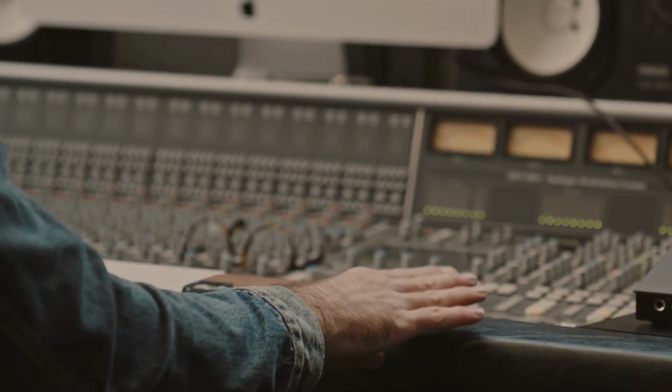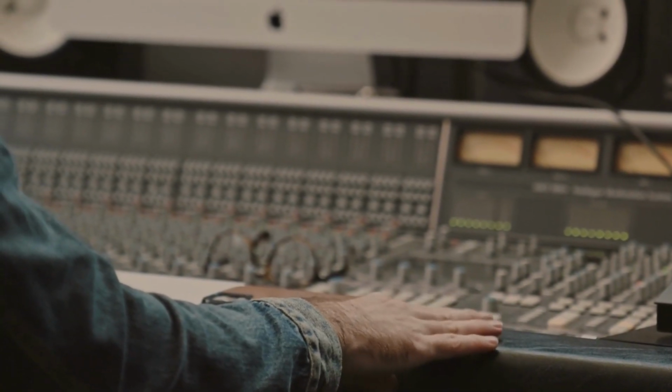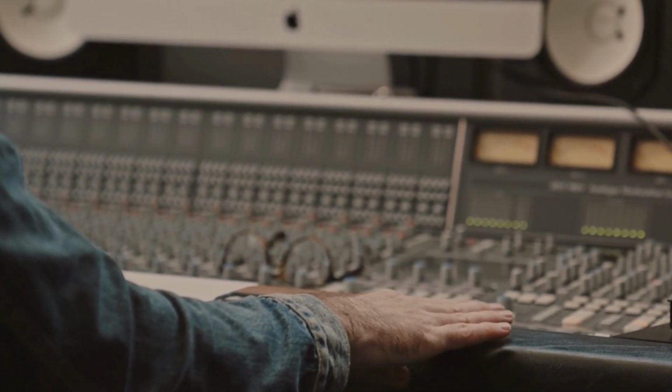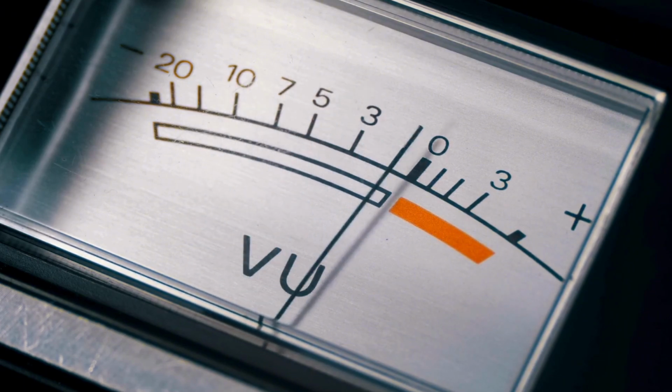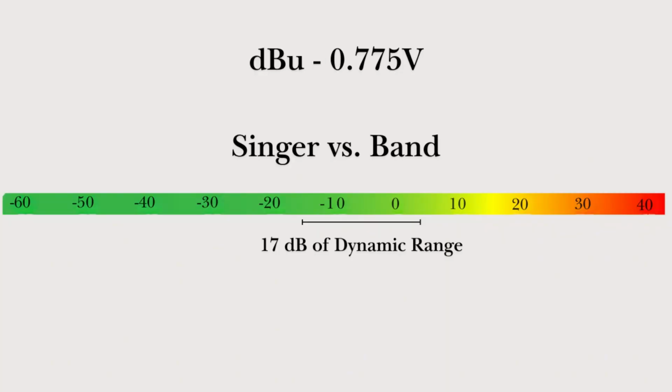So imagine this scenario. We're at a studio recording a band on an analog mixing console, and we notice that when the singer is singing a cappella, the VU meter stands around negative 15 dBu. And once the rest of the band starts playing, we watch the VU meter jump all the way up to plus 2 dBu. This would indicate that there's a total of 17 dBu of dynamic range between the quietest part of the song and the loudest part of the song. This is the fundamental principle of dynamic range.